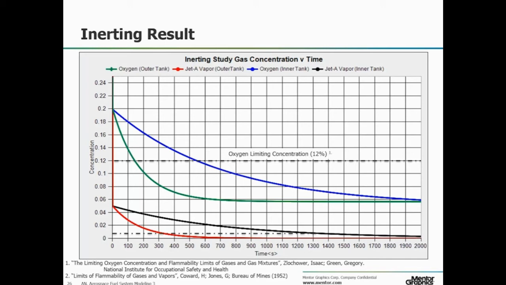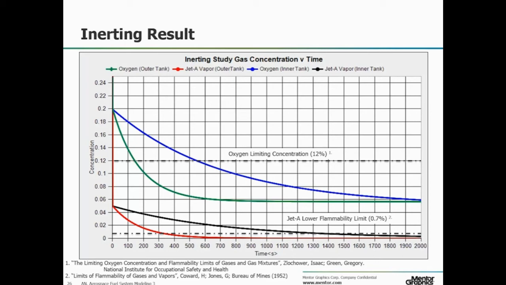Here are a few key points. At 12% oxygen, the atmosphere in the ullage is below the limiting oxygen concentration, and the tank is now effectively inert. Our system, at a flow rate of 200 pounds per hour of nitrogen-enriched air, takes 140 seconds to inert the smaller outer tank, and about 530 seconds to inert the larger inner wing tank.